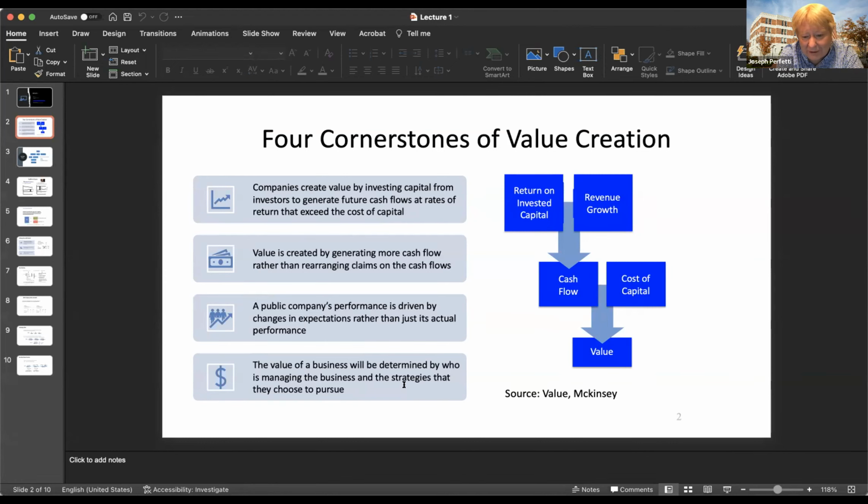How long before the industry growth slows? How long before you slow? How long before your competitors catch up? Right? So timing starts to matter when we think about competitive advantage. That's a lot of the fourth cornerstone that we're going to be going through.